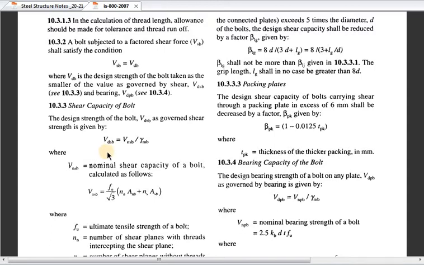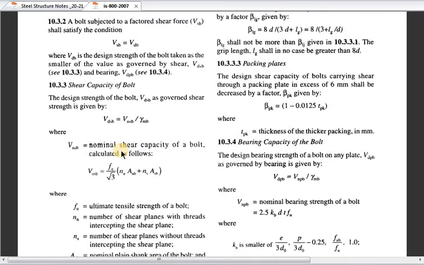Already we have solved a number of numericals related to this shear capacity of bolt. Only the concept I have to clear in today's lecture, so I will go through that concept. I am repeating this again because I have to clear the concept which I have to show you in today's lecture. So VDSB equals VNSB upon gamma MB.